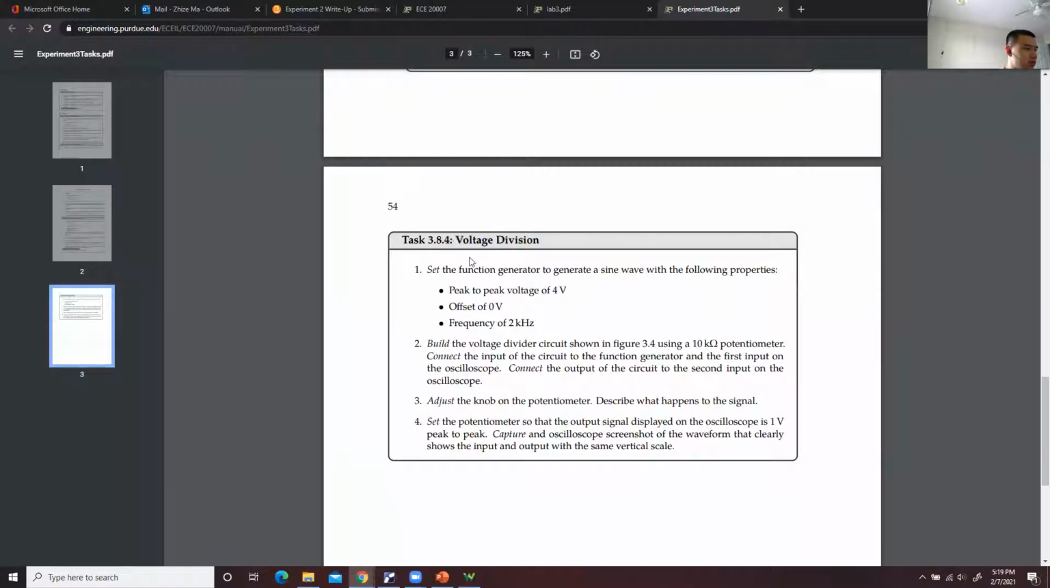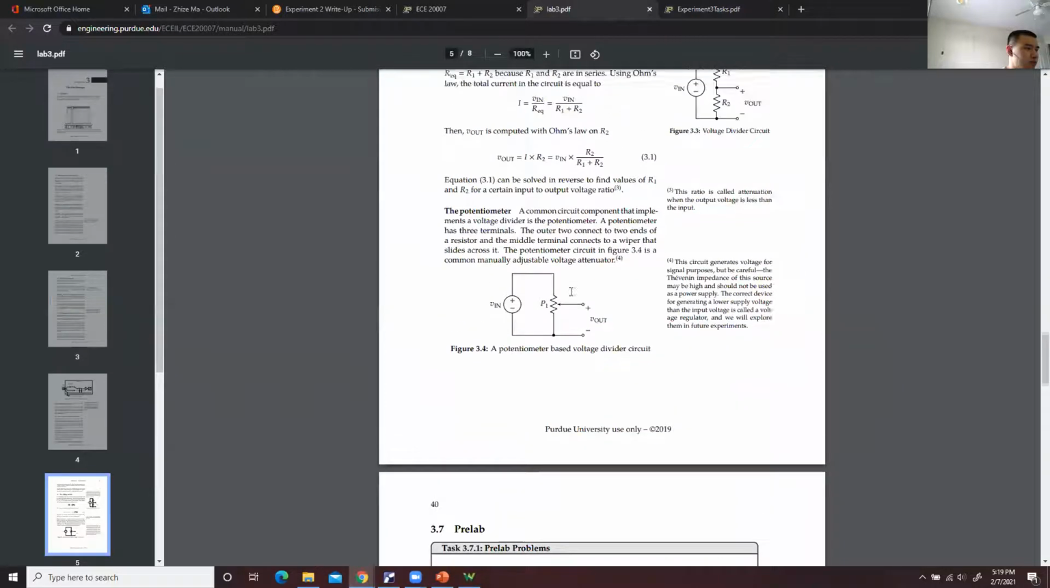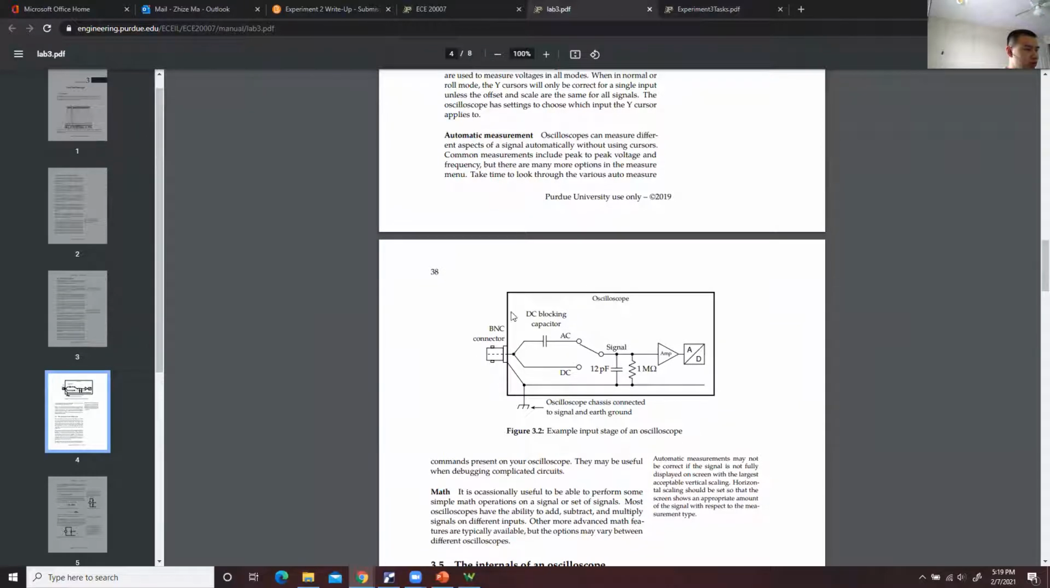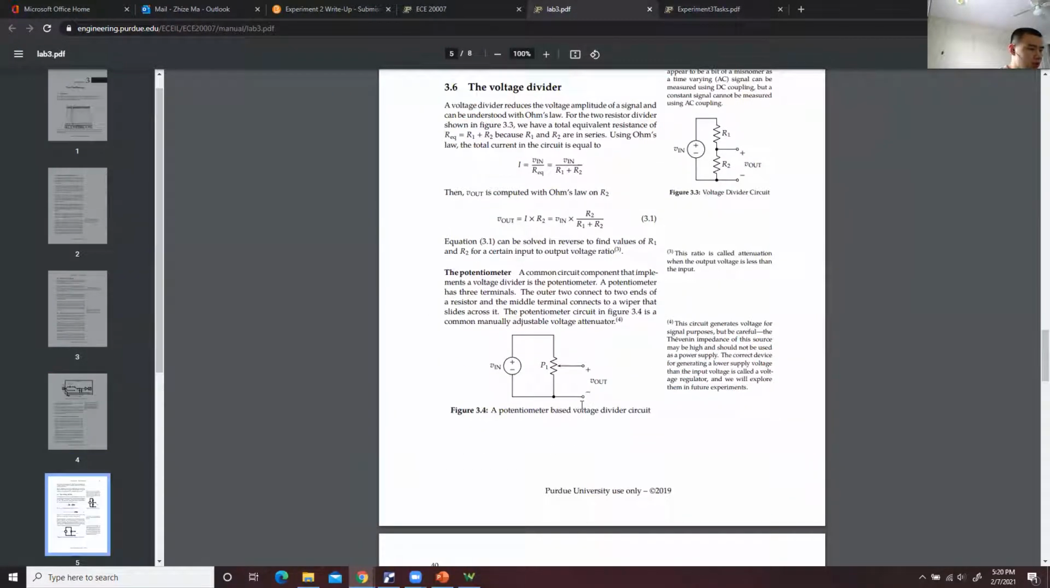You need to build a voltage divider circuit. It's in figure 3.4, which is this figure. Okay. By the way, this is a circuit diagram for the oscilloscope. Still, this is a benchtop equipment. The ECE2 is a little bit different, but similar to this one. So try to remember you have this diagram in here. All right, so let's see.